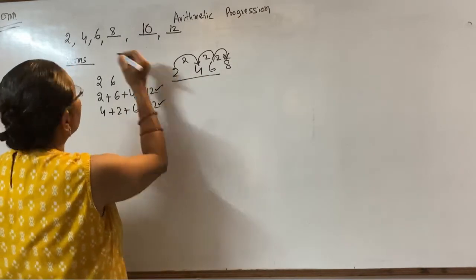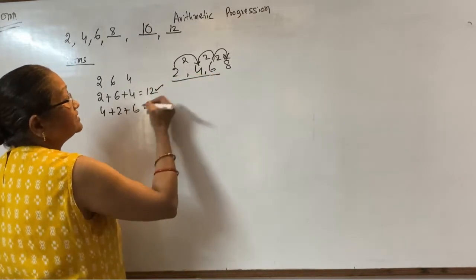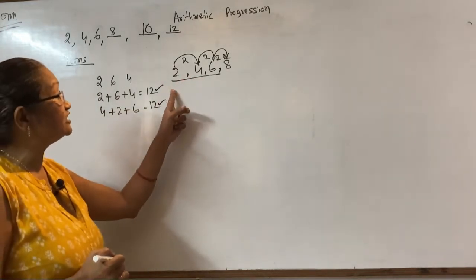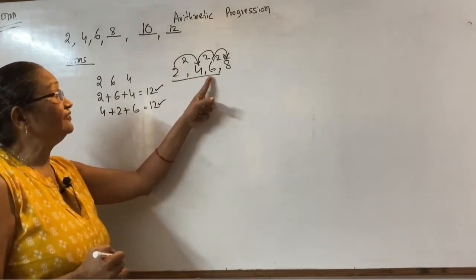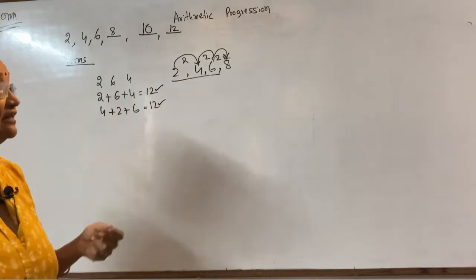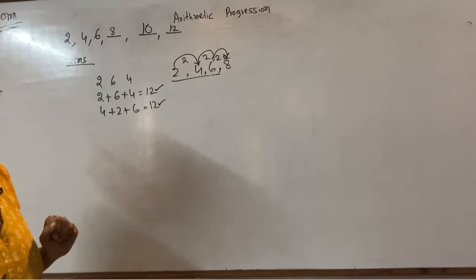I told you here, the terms means 2 is one term, 4 is one term, 6 is one term, 8 is one term. The difference between these two terms is what? 2, and the difference between these two terms is also 2. That means the common difference is the same. That's why you will say that it is an arithmetic progression.